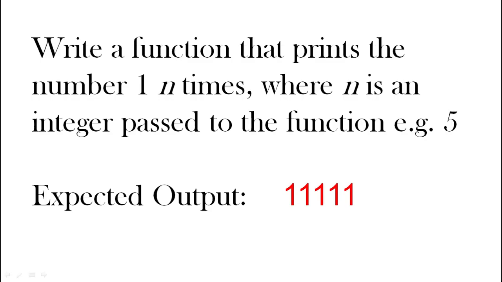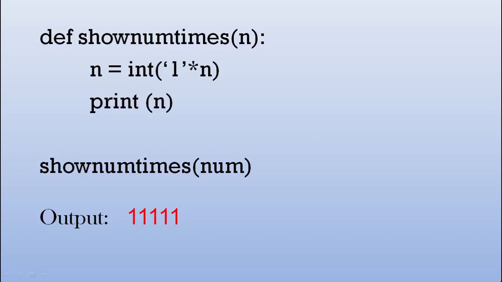Write a function that prints the number 1 n times. This seems quite straightforward, except if you multiply number 1 by 5, it will be 5, not 1, 1, 1, 1, 1. So how would you do that?